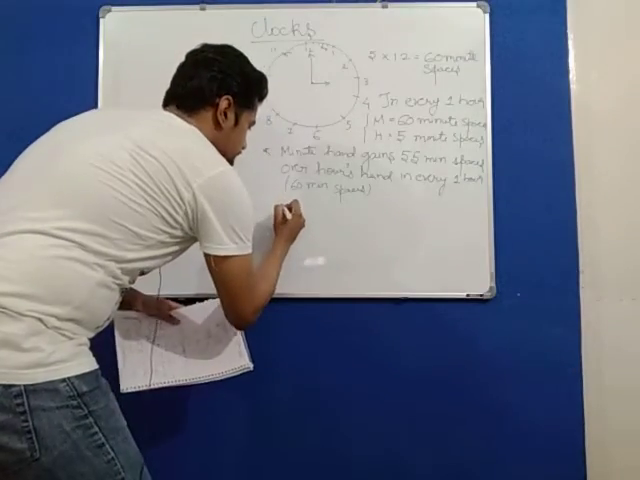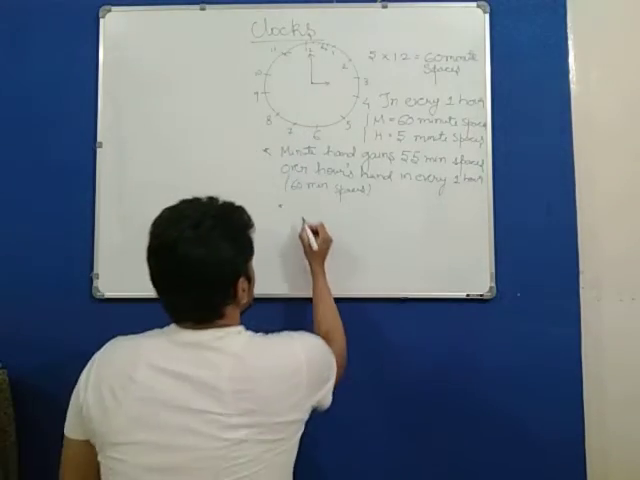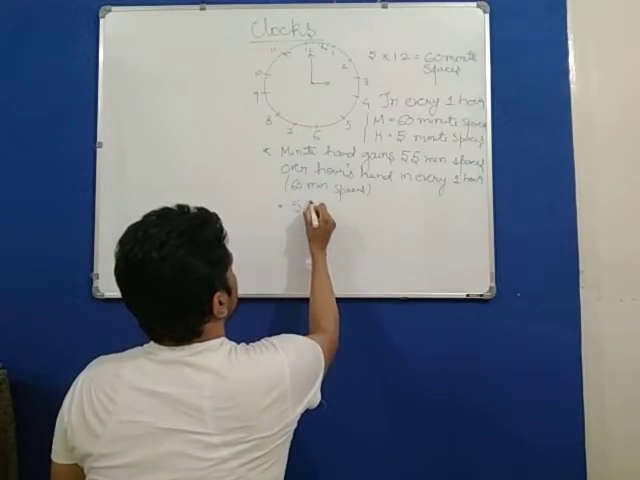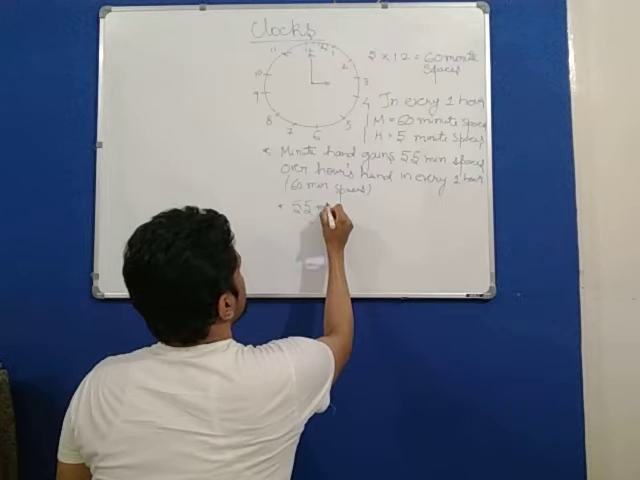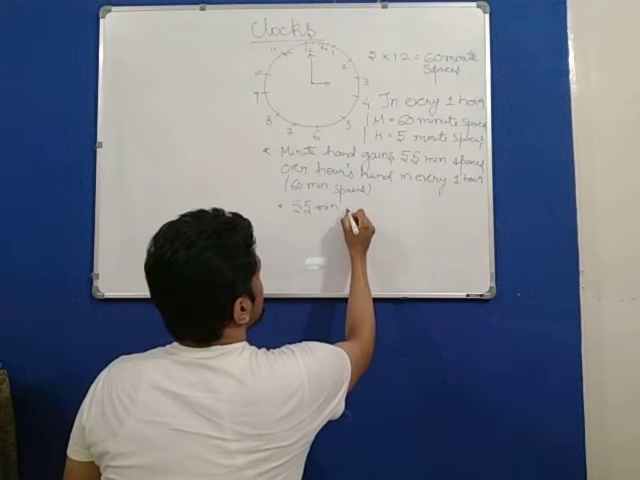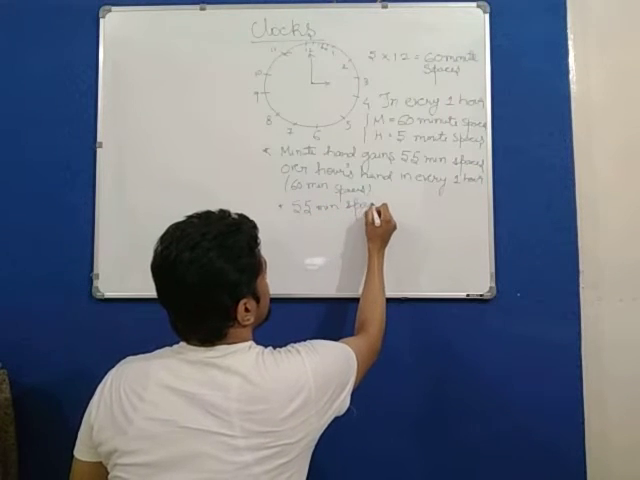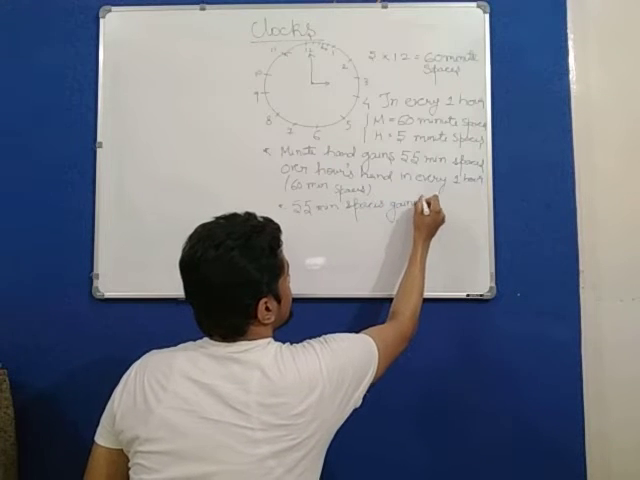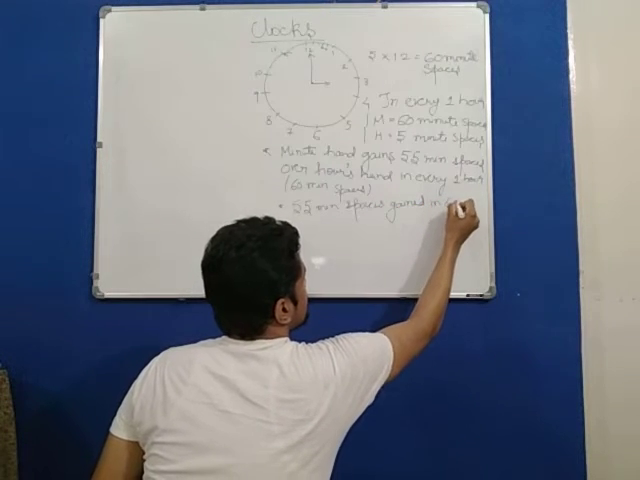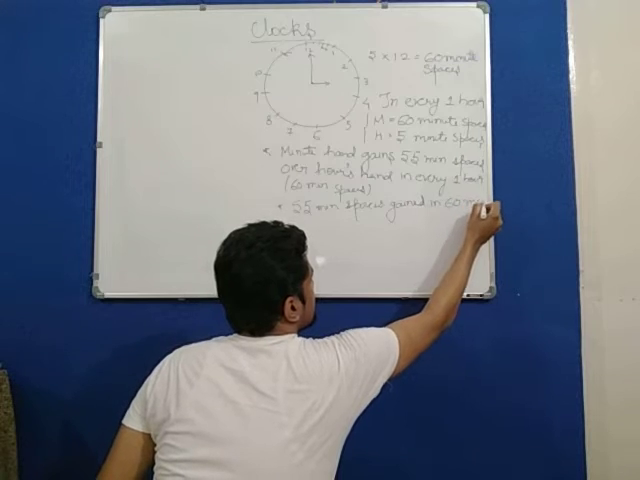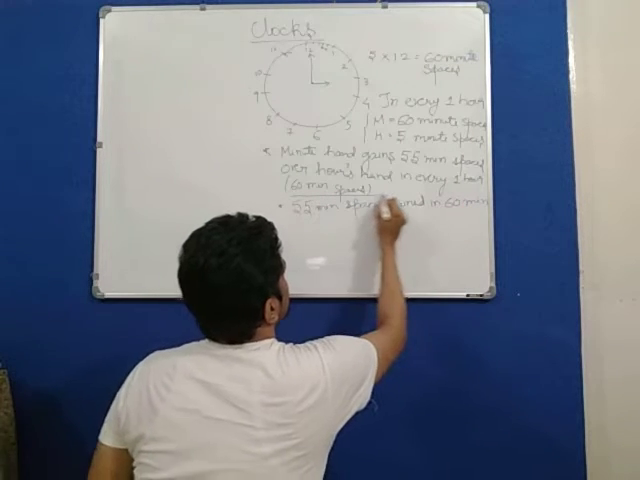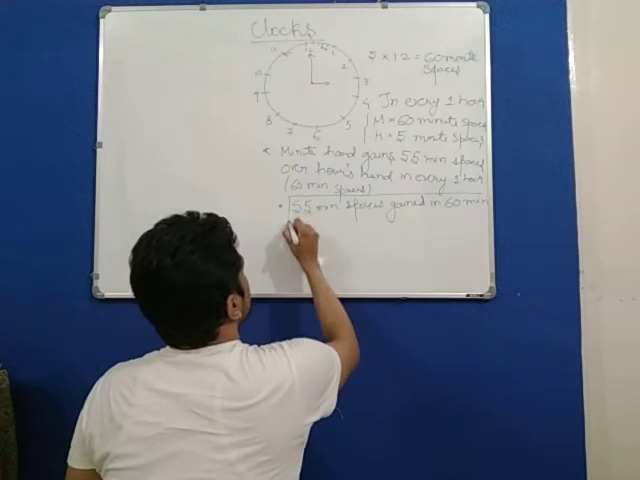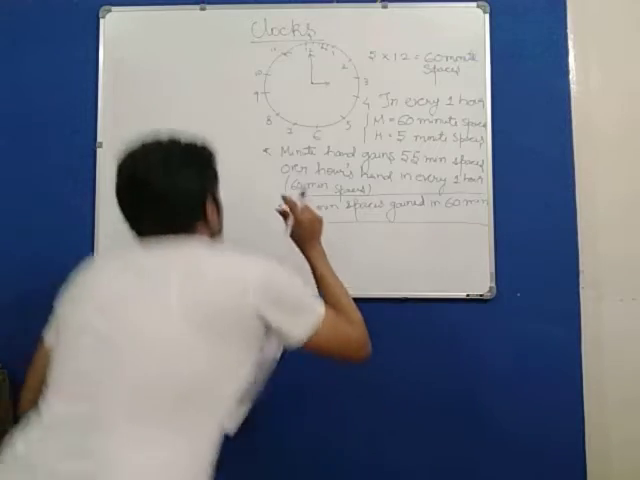So we have 55 minute spaces gained in 60 minutes. This is the first concept that we have to remember in this particular chapter.